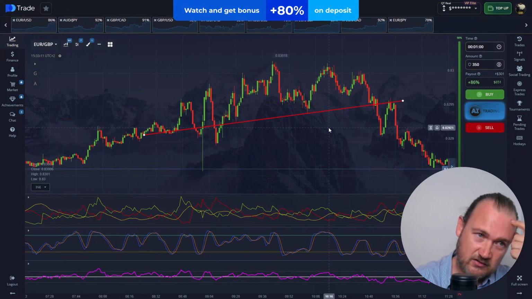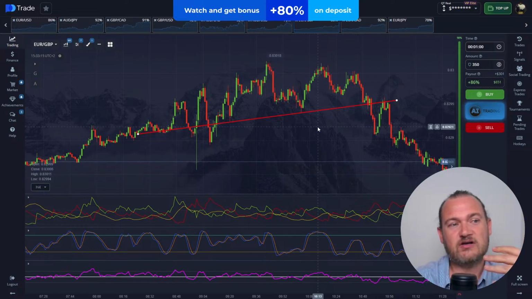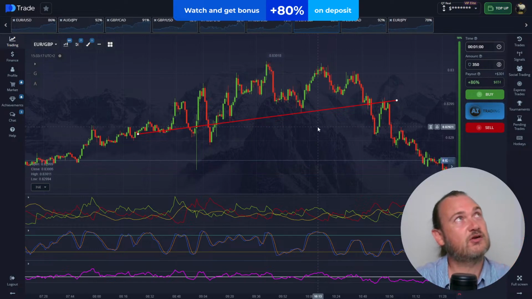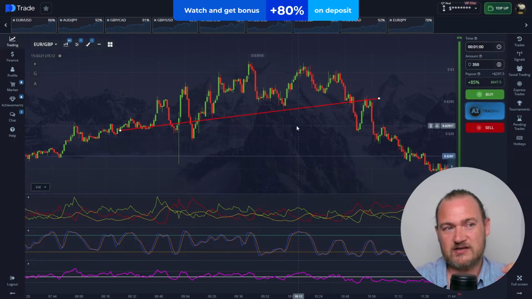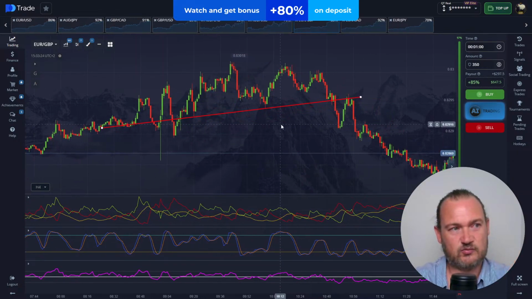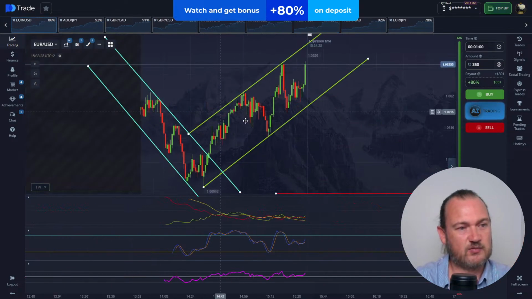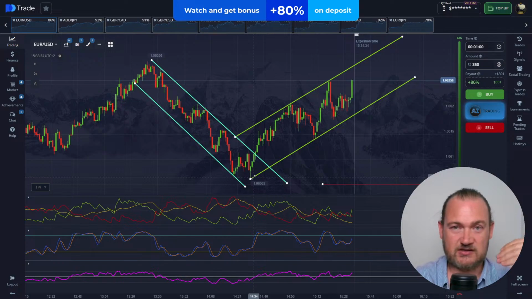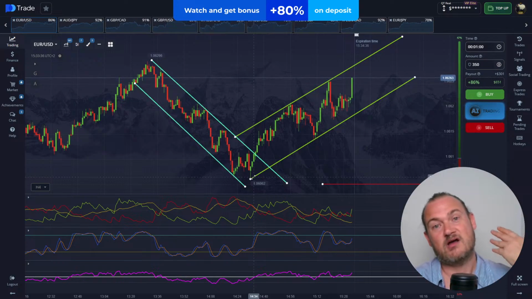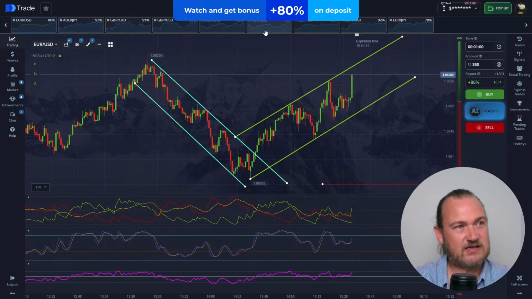So where do we draw this? How do we find this? How do we determine which peaks we are going to use to draw a downwards trend line or a downwards channel? It's going to be exactly the same as an upwards one. Okay, so we were looking at the lows here. So if we're looking at the last low in a downwards move, we're going to look at the last high of an upwards move. Okay, it's that simple.